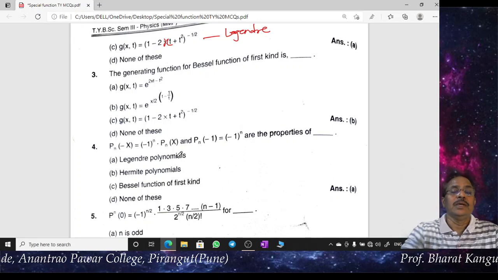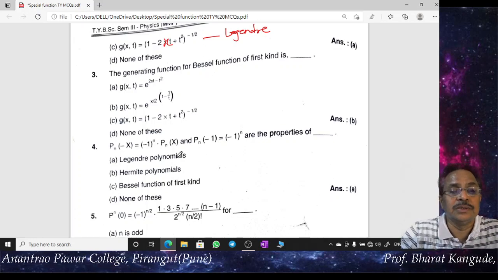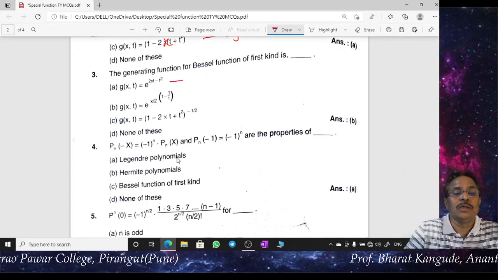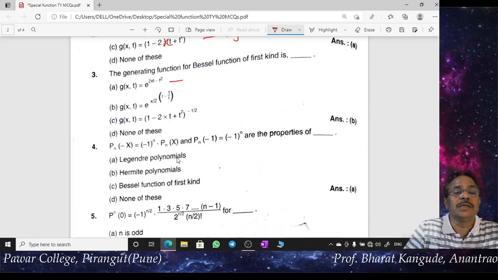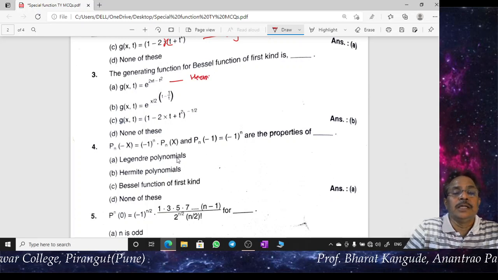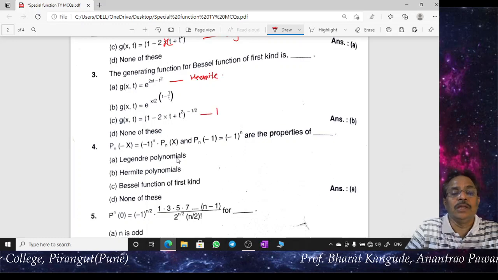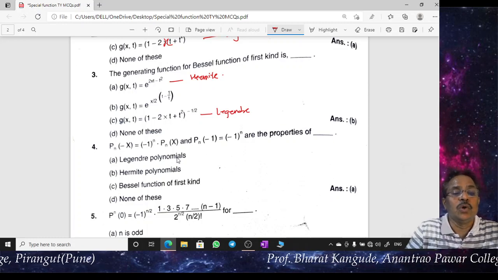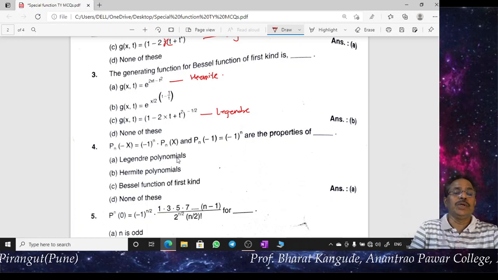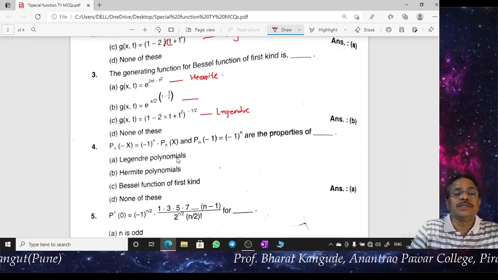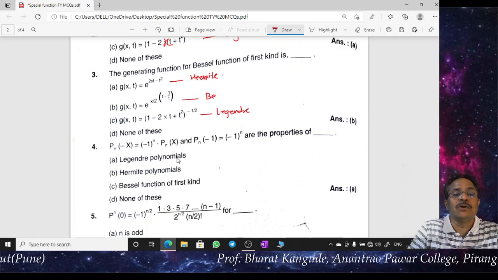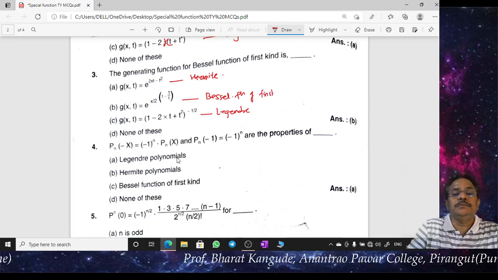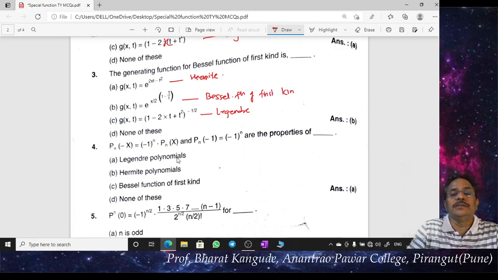Now question 3, the generating function for the Bessel polynomial of first kind. So here already we have seen this is for the polynomial. What we have seen just now is a Harmonic. Then this is the generating function for Legendre we have seen, and what remains here is none of this. This is not a correct option here. So this g of xt is equal to e raised to x upon 2 into the bracket 1 minus 1 upon t. This is the generating function for this Bessel function of the first kind. Okay, so Bessel function of first kind. This is the generating function as we know.